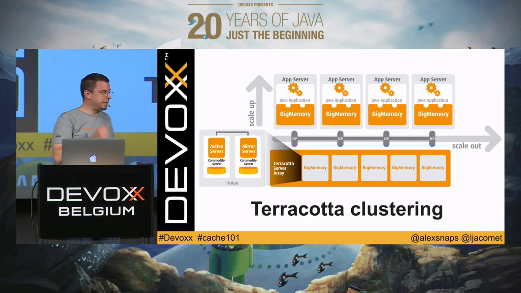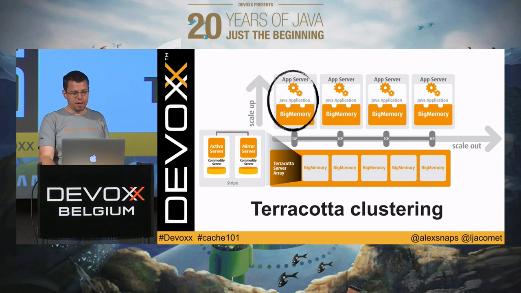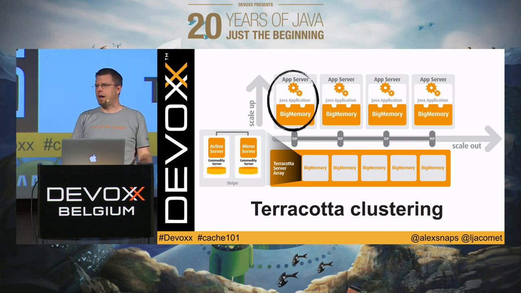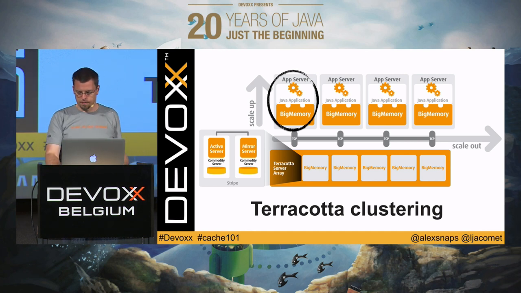So that's a bit the current architecture of Terracotta. So again, open-sourced version 4.3 back in April. So you have, again, with the Ehcache 2.x, a clustering option available. And the way this works is, this is one of your application instances with a big memory enabled cache. That's kind of a marketing term, but that's what is on the slide.